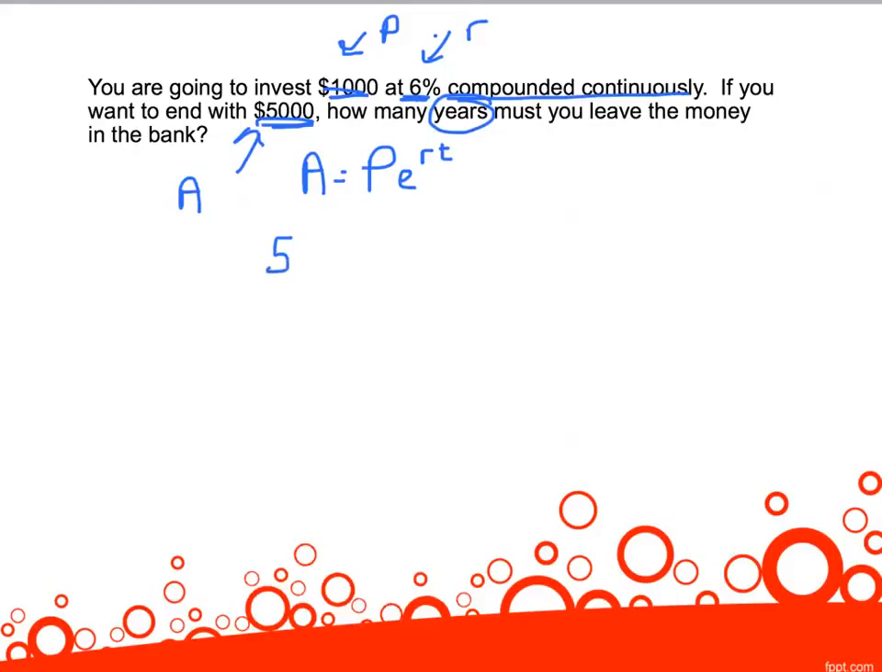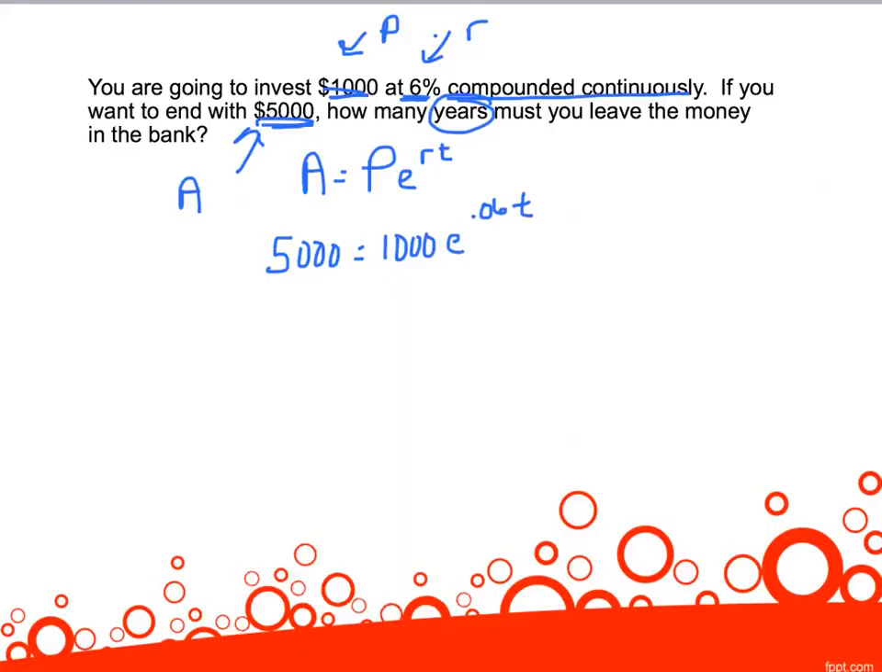So I have this equation. 5,000 equals 1,000 e to the R. I don't know what, oh, I actually do know what R is in this case. A lot of times you're solving for R. And then I don't know what T is. So we'll go back and put in that R was 0.06 T. So I'm trying to solve for T.